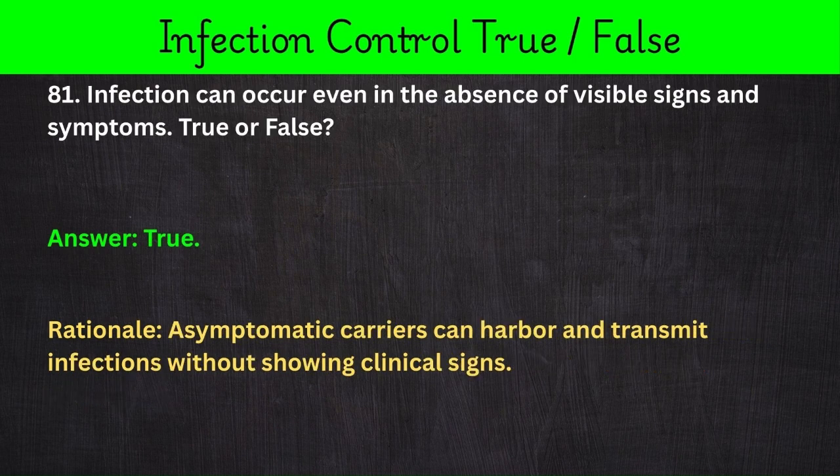81. Infection can occur even in the absence of visible signs and symptoms. True or false? Answer: true. Rationale: asymptomatic carriers can harbor and transmit infections without showing clinical signs.